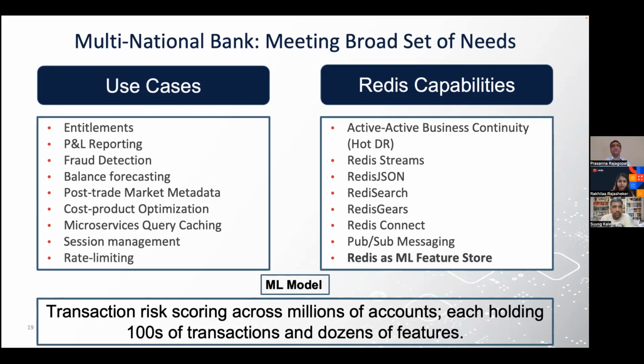With Redis, you can access features, score, and derive inferences across millions of accounts, each holding hundreds of transactions, with sub-millisecond latency at very high throughput. Speed, scale, and always-on capabilities are the three core requirements for this bank, and Redis meets these requirements. This is why they keep expanding their use of Redis.